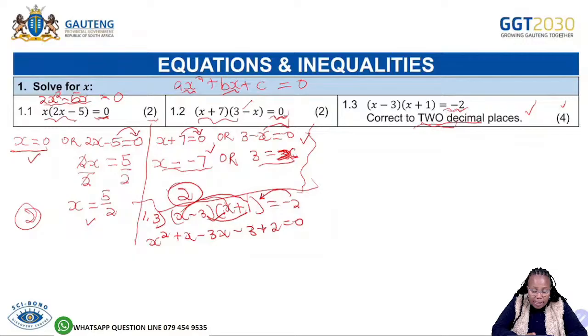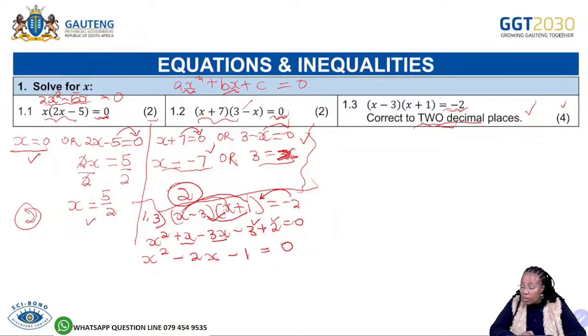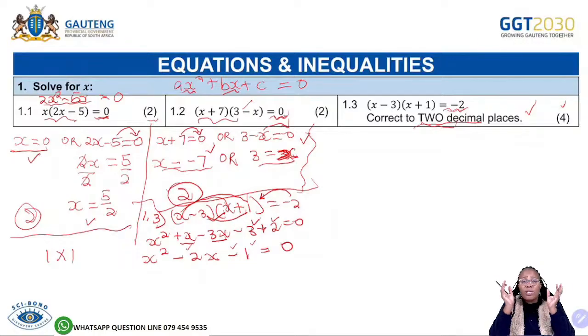Now you check like terms. x squared is the only one. And then we have plus x minus 3x, that will be minus 2x. And then we have minus 3 plus 2, that is minus 1, equals to 0. And then we are looking for factors of this. Factors of 1 which, when you subtract, give 2. Is it possible? No, factors of 1 are only 1 times 1. There is no way that you can have factors of 1 that, when you subtract them, give you minus 2.